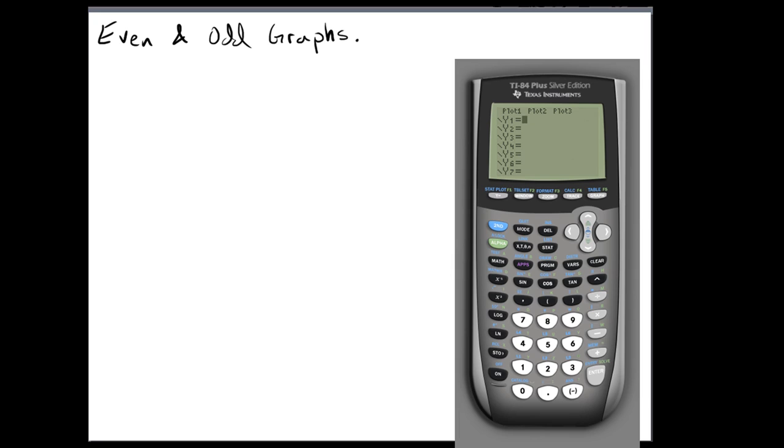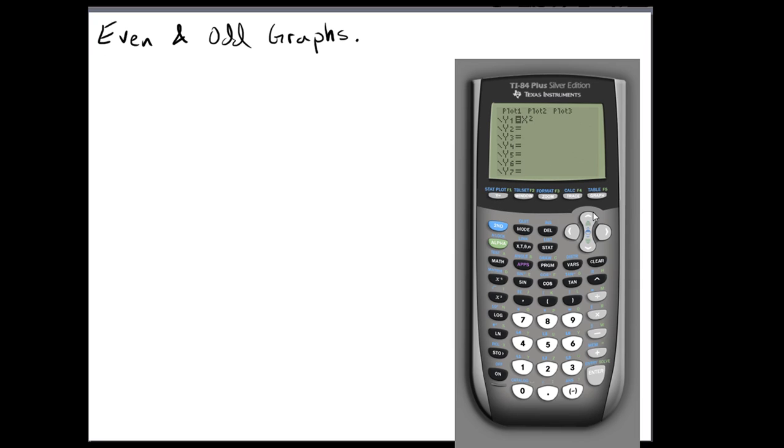So let's make use of this calculator to take a look at what the graphs of even and odd functions look like. I'm going to put an even function in to start with, and we'll start with a simple one here. x squared. Zoom standard. What does this look like? I'm going to tell you what's happening here, what I'm looking at. I'm seeing that it's symmetric about this line right here.